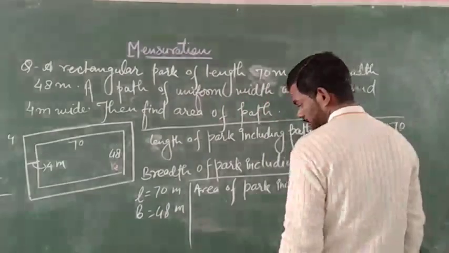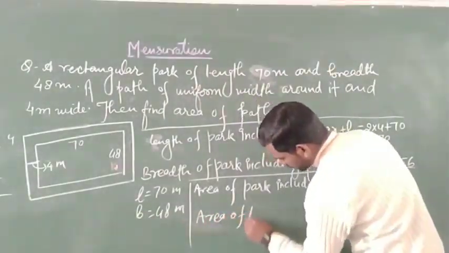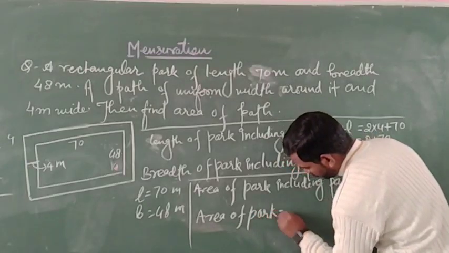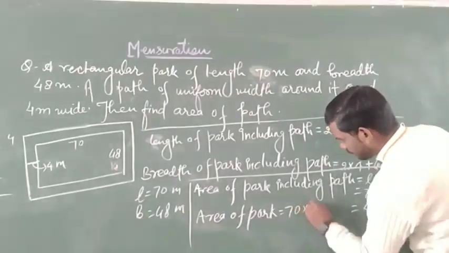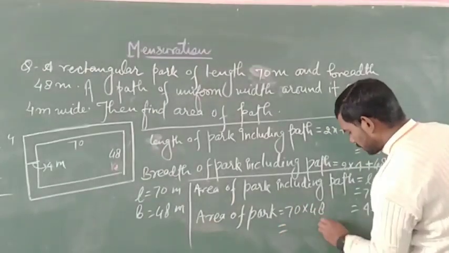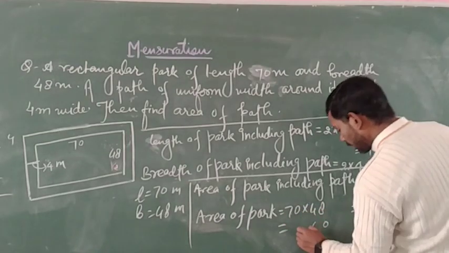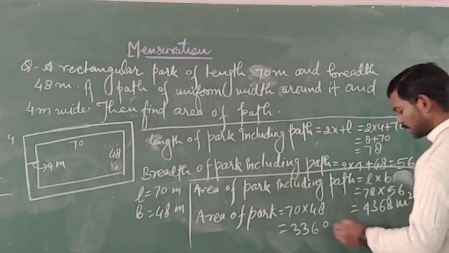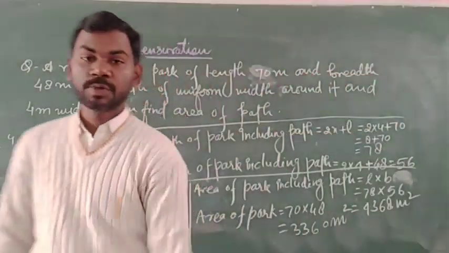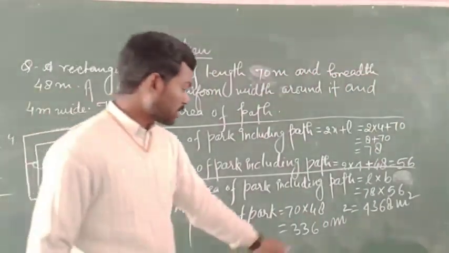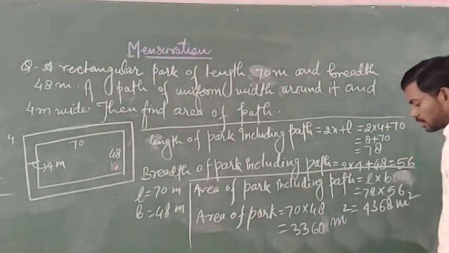Now find out the area of the rectangular park. Area of park will be equal to 70 multiplied by 48, and this will be equal to 3360 meter square, and this is the area of the park without path.